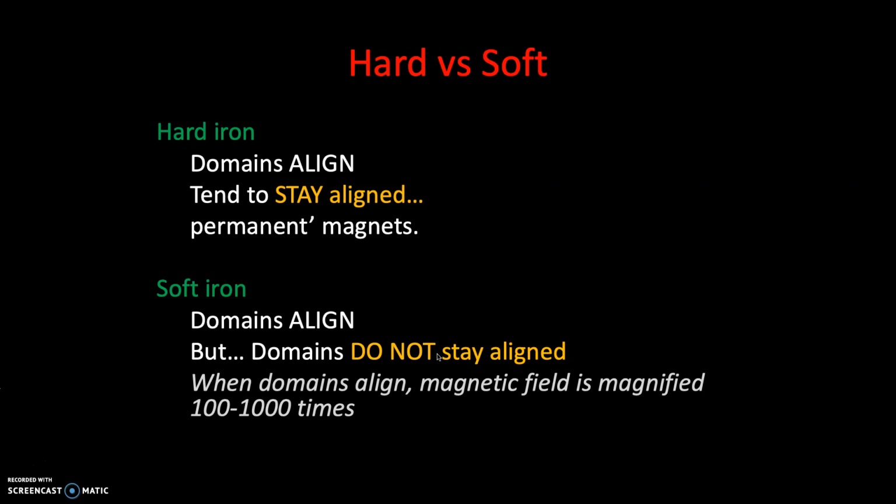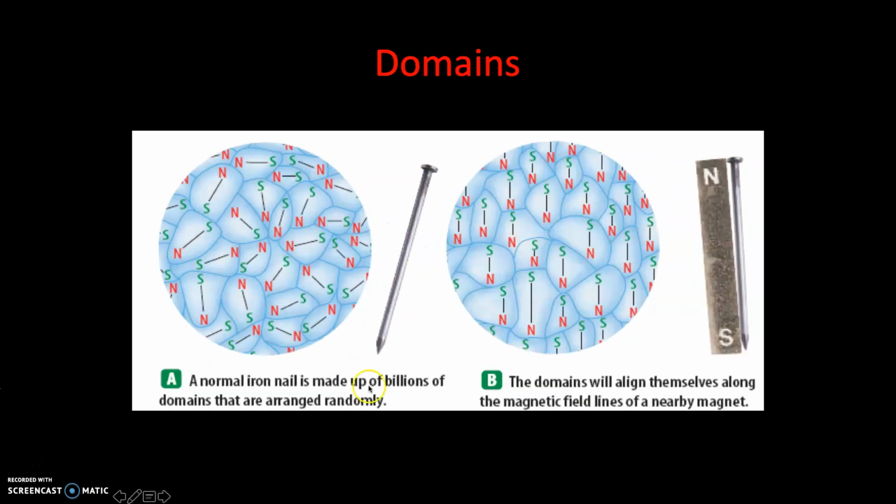They can't stay facing the same direction. And when you align those domains, the magnetic field is magnified by 100 or even 1,000 times. So the more you can align those domains, you can create a pretty powerful magnet. In class, we'll use an iron nail and a permanent magnet to create a temporary magnet.